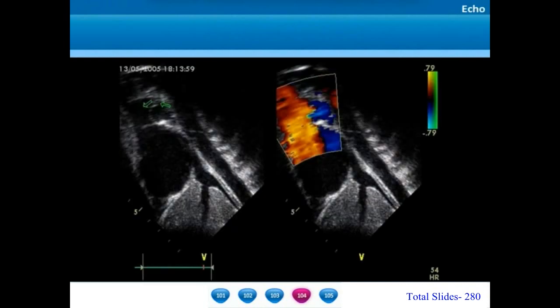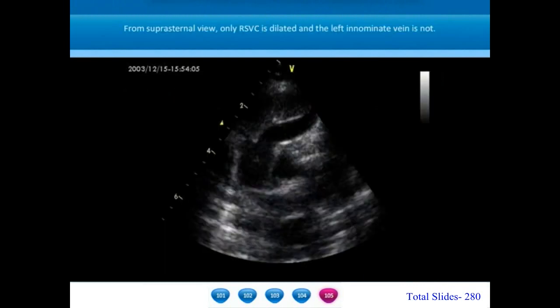This is an example of an obstructed right vertical vein. You see that the right vertical vein is anatomically quite narrowed behind the right pulmonary artery. The right superior vena cava is significantly dilated. In the right vertical vein type of supracardiac TAPVC, the right superior vena cava is invariably dilated. However, unlike the left vertical type of TAPVC, the left innominate vein is normal in size.